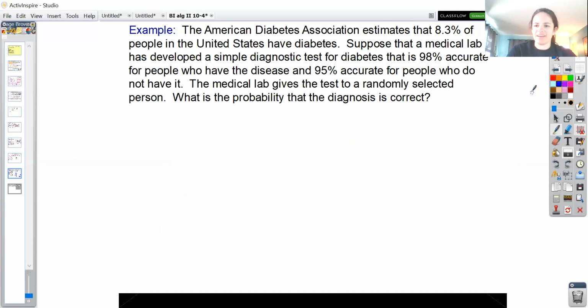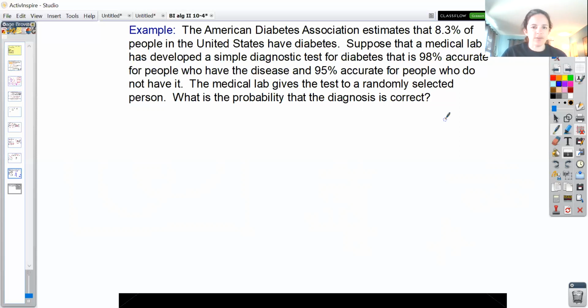And last, so here's our last example. I know that it's a lot of reading, so let's read it together. The American Diabetes Association estimates that 8.3% of people in the United States have diabetes. Suppose a medical lab has developed a simple diagnostic test for diabetes that is 98% accurate for those who have the disease and 95% accurate for people who do not have it. The medical lab gives the test to a randomly selected person. What's the probability that that's correct?